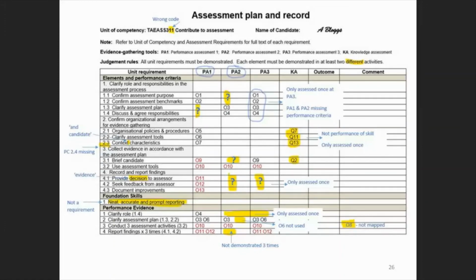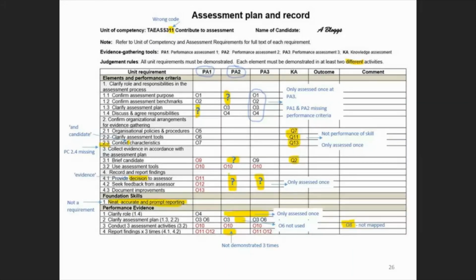4.1, the word decision is incorrect. It should be evidence. Provide evidence to the assessor. In fact, you can't provide the decision to the assessor because only the assessor can make the decision. So it's wrong use of the word, and again changes the meaning and invalidates the assessment.